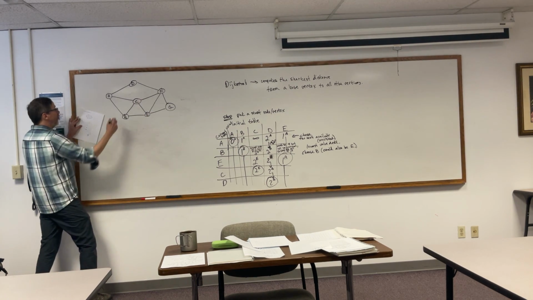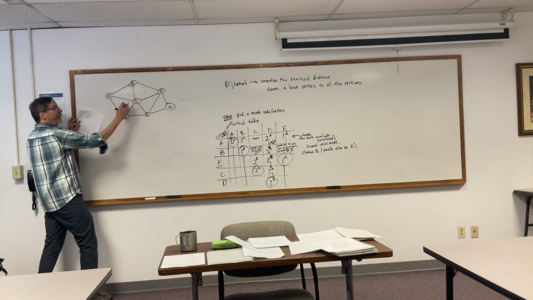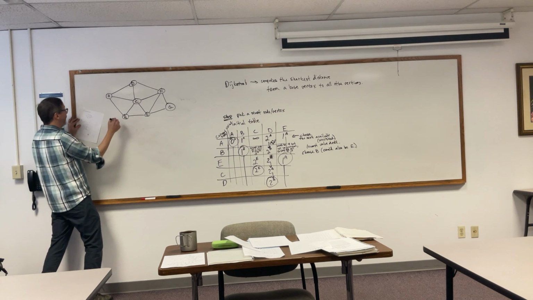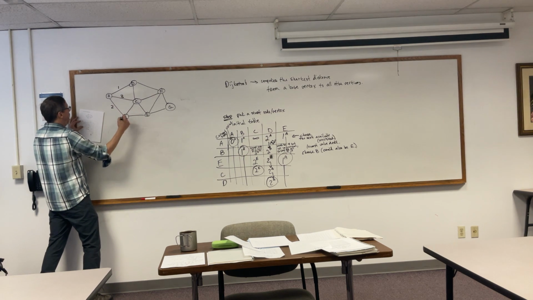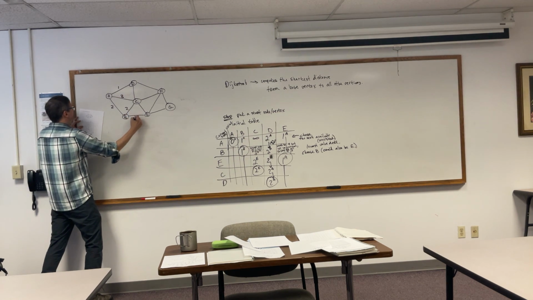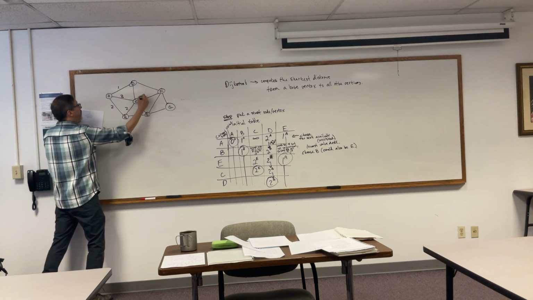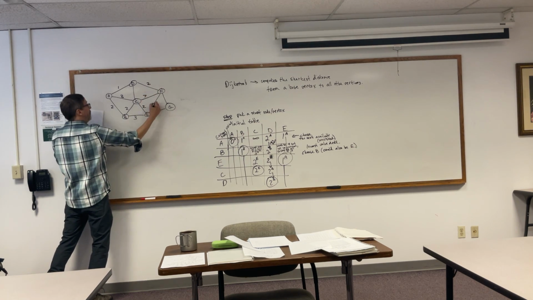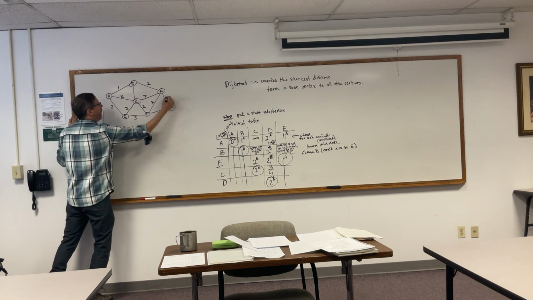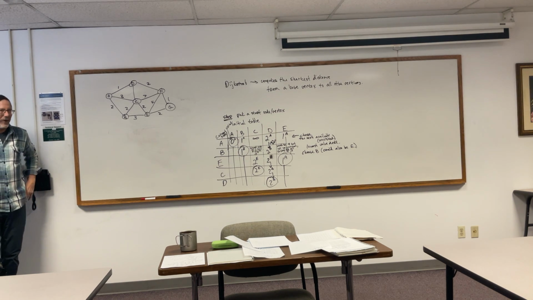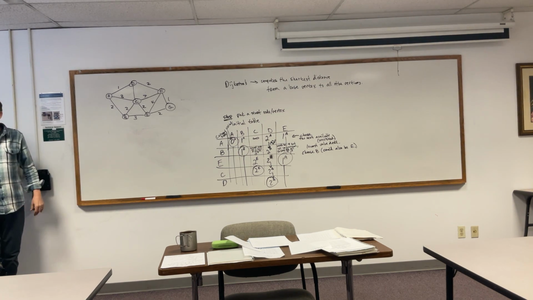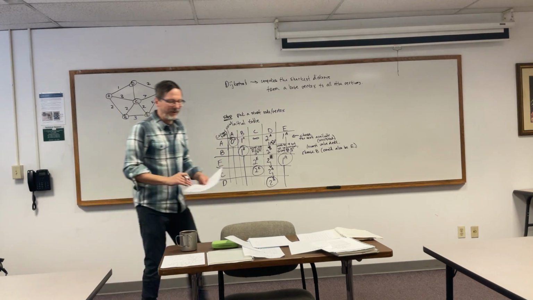Okay, so there's our graph. Slightly more interesting than the last one. And here are our distances: 1, 2, 3, 2, 3, 2, 7, 2, 4, 2, and 1. So, initialize the table. Give that a try.